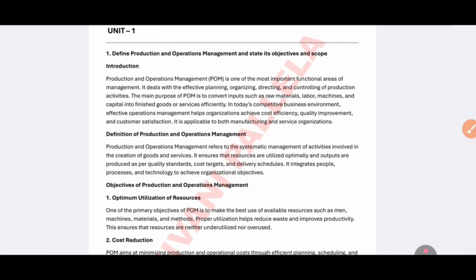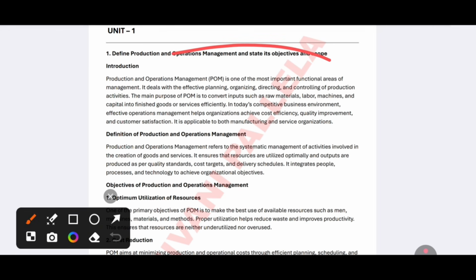In the present competitive environment, operations management helps the organization to achieve efficiency, reduce cost, improve quality, and achieve customer satisfaction. Production and operations management is useful. It is applicable for both service organizations as well as manufacturing organizations.